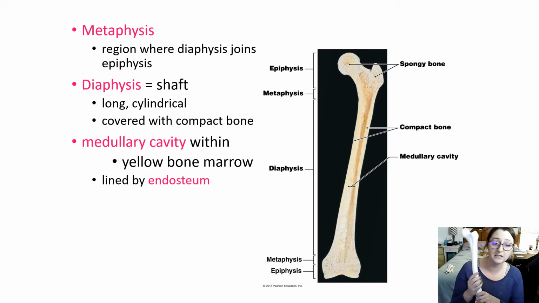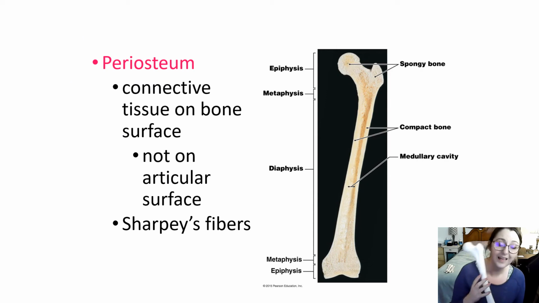The diaphysis is that middle shaft area, which also contains a cavity. So it is hollow on the inside. It contains the medullary cavity, which is going to hold your yellow bone marrow. The inside of that medullary cavity is going to be lined with a nice little lining called the endosteum. The outside of the bone is going to have the periosteum. So endo, inside, peri, outside.